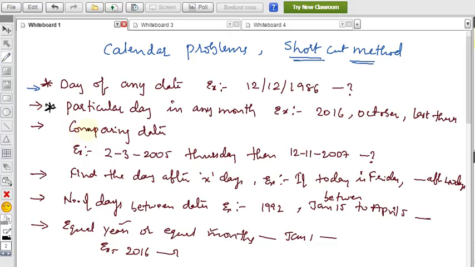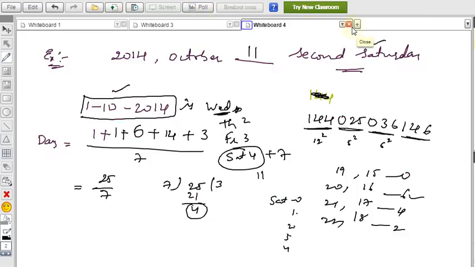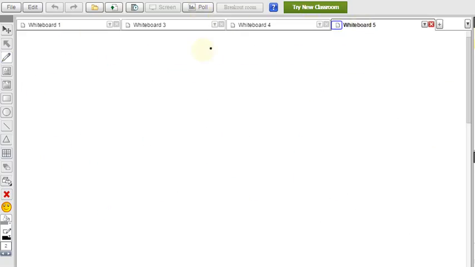Now we'll see comparing dates. Third one is comparing dates. March 2nd 2005 if it is Thursday, then November 12th 2007 is what? Or any day is given, we have to find out some other day. So let's see. Okay, now is comparing.